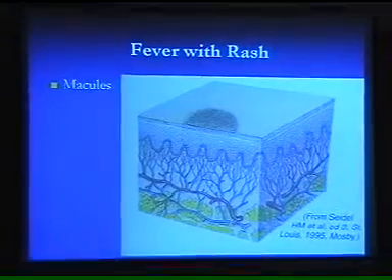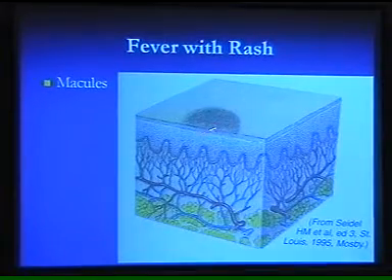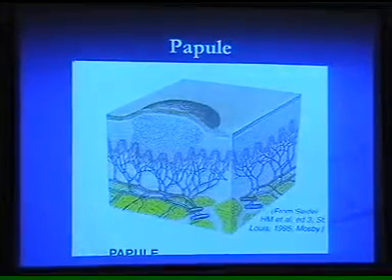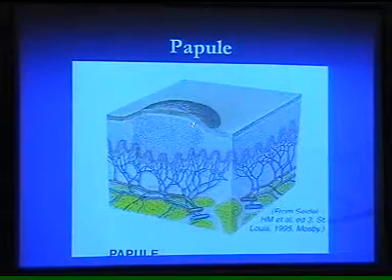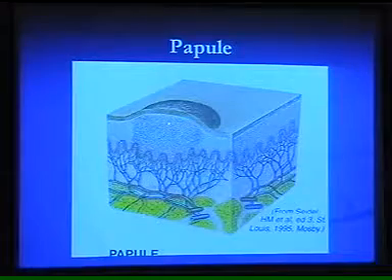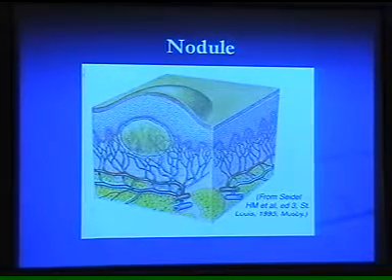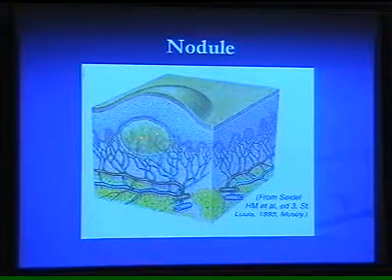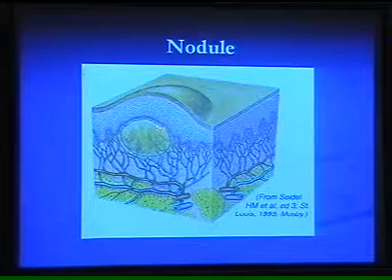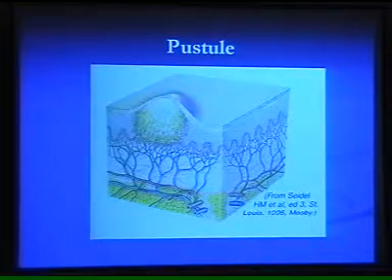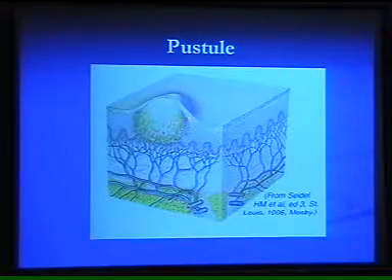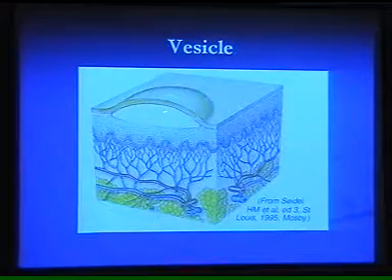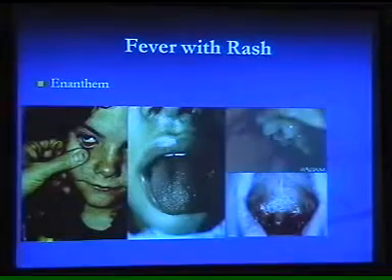This is a diagram showing a macule, which is a flat discoloration of the skin. It's not raised and is less than 0.5 centimeter. This is a papule, which is a raised solid lesion less than 0.5 centimeter. This is a nodule, which is a deep rounded solid mass less than 1.5 centimeter. This is a pustule showing pus. The skin is raised, filled with fluid and pus. And this is a vesicle, raised skin filled with fluid.